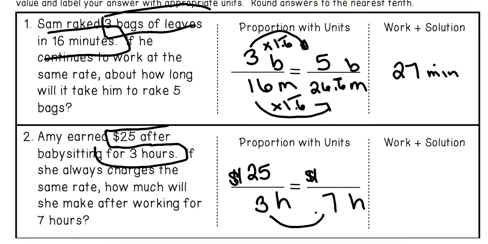Well, 3 and 7 do not go in nice. I cannot simplify, so I take 7 divided by 3, and that gets me 2.3 repeating. So now I need to take 25 times 2.3 repeating. And I get 58.3 repeating. Can I have money?